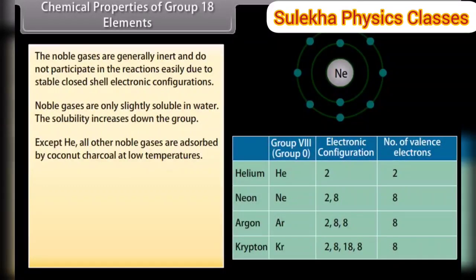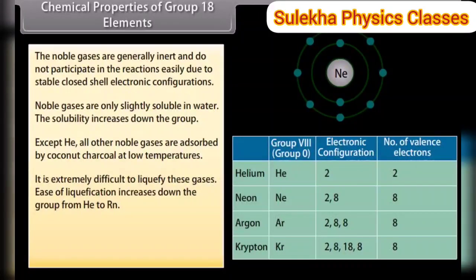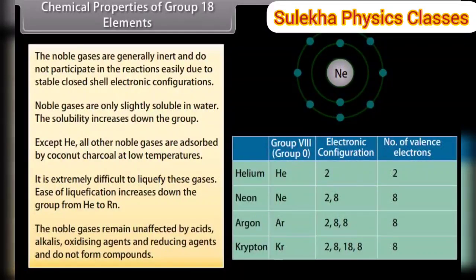Except helium, all other noble gases are absorbed by coconut charcoal at low temperatures. It is extremely difficult to liquefy these gases. Ease of liquefaction increases down the group from helium to radon. The noble gases remain unaffected by acids, alkalis, oxidizing agents and reducing agents and do not form compounds.